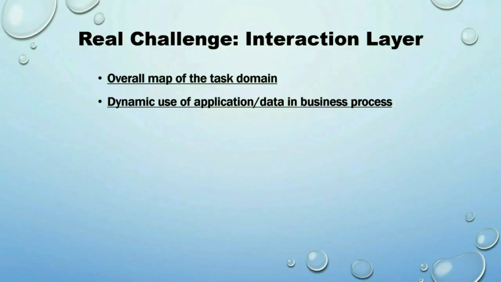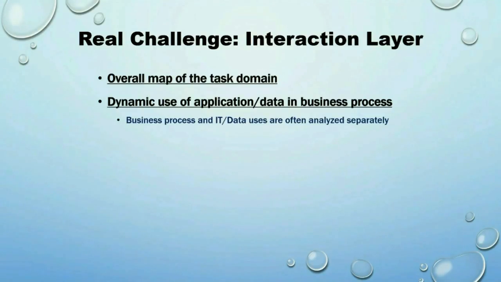The first rather detailed item of interaction analysis is to understand and document the dynamic use of application data in business processes. This kind of analysis is widely conducted: the process flow, and the use of IT and data.